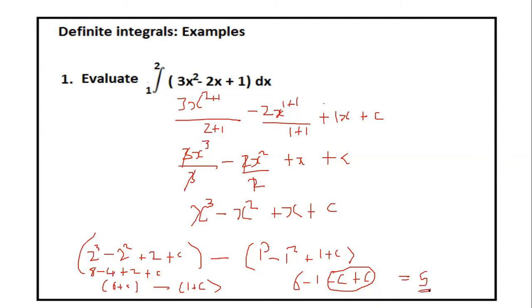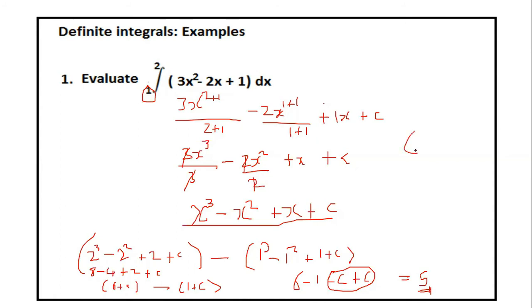So let me conclude on the definite integrals. The first step is to integrate normally. So we've integrated normally here. Then step 2, you have to substitute 2 into the integral. Then the answer that you find, then on the other step, you substitute with the bottom number here. Then you subtract the two values that you have found.